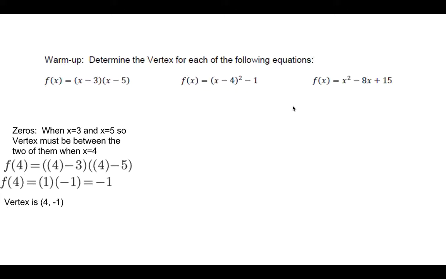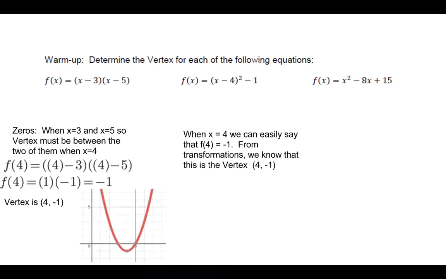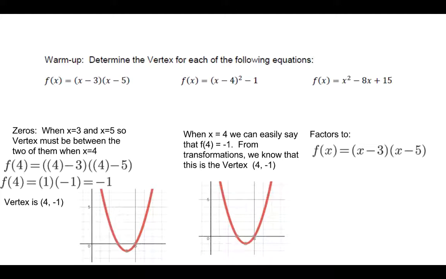The second one is actually in vertex form, so we can just sub in. The easiest number to sub in is actually 4, and you get -1 out. And that's the (0, 0) vertex shifted to the right 4, down 1. And so the second one, with transformations, we know that the vertex is at (4, -1). And the third one is in standard form. If you factor it, it can factor pretty nicely, and then it's the exact same as the first one, where you can now state the zeros and find the vertex.